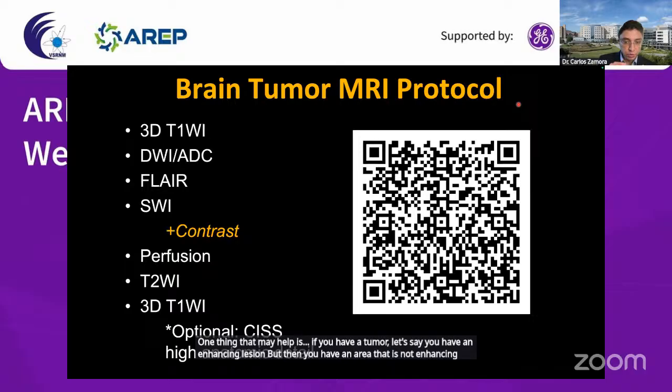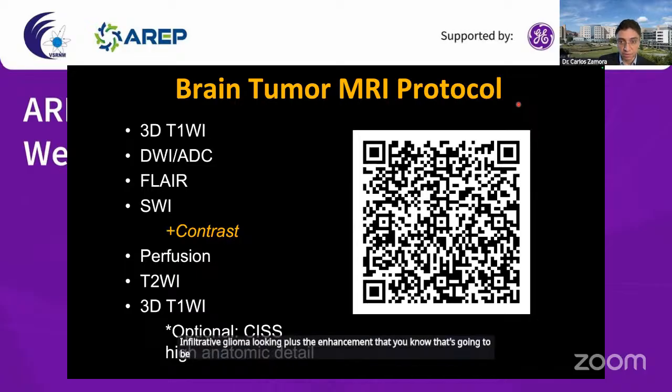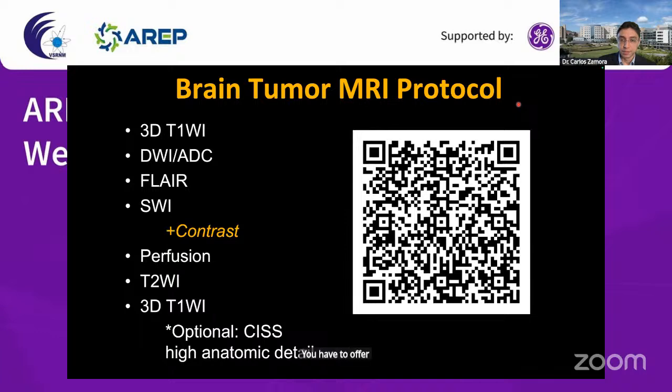Like you have a T2 expansile area adjacent to it. So yes, you see other features that are more like infiltrative glioma looking, plus the enhancement, that's going to be a glioblastoma or a high-grade glioma rather than a metastatic lesion. Yeah. So if it's typical, you can tell, but sometimes it is hard, and you have to offer both possibilities.